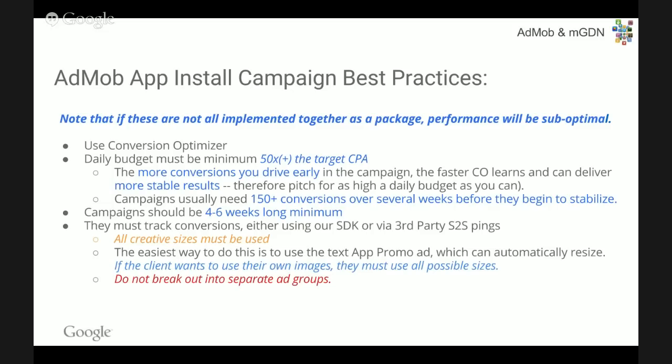And the last one, and for that reason I put it in red, please don't break out into separate ad groups. It means some of the clients say, okay, I have the same targeting for each ad group, but in one ad group, I have 300 by 250 ad format. In other ad group, I have 200 by 150. Try to simplify as much as you can with all the ad formats in one group.